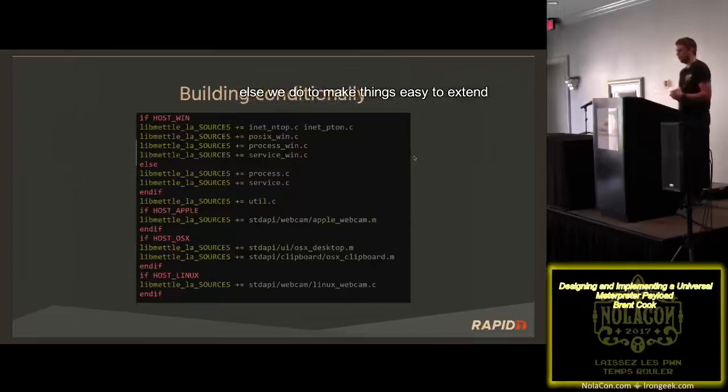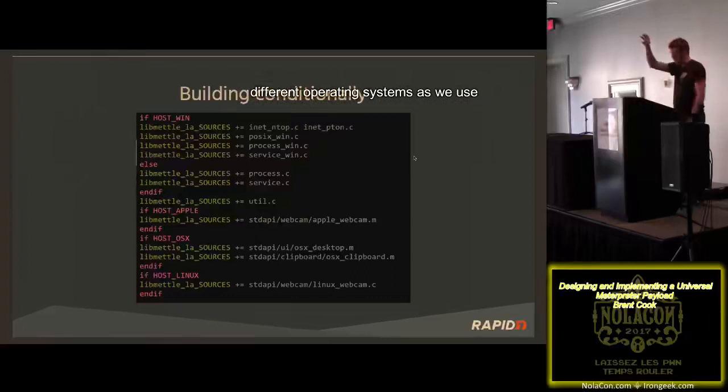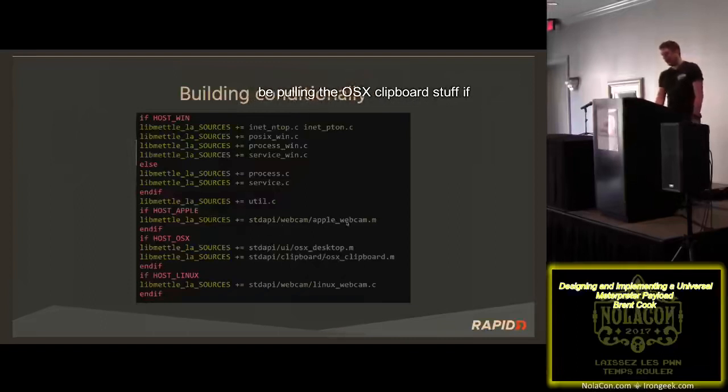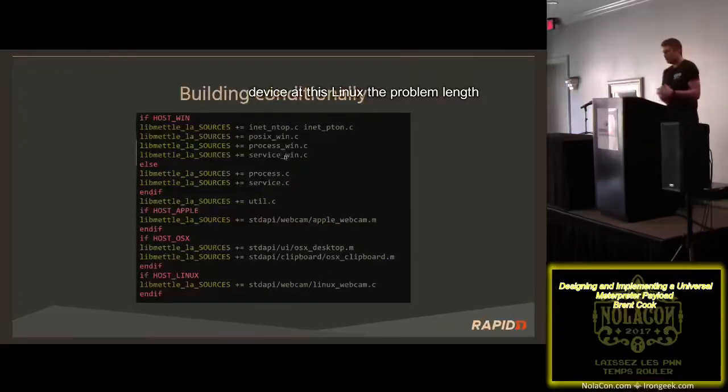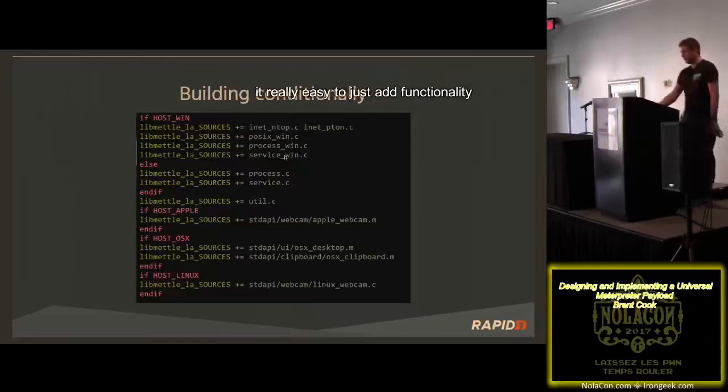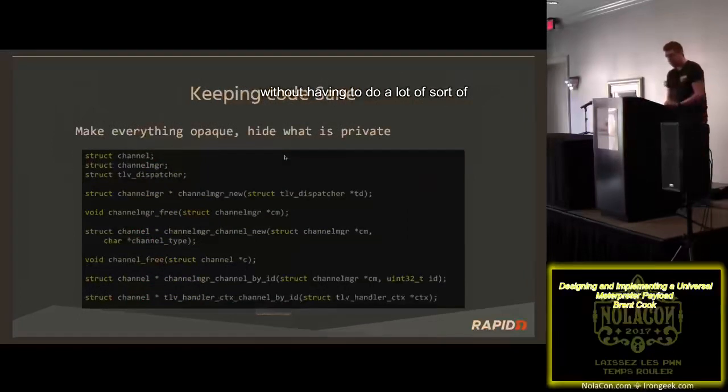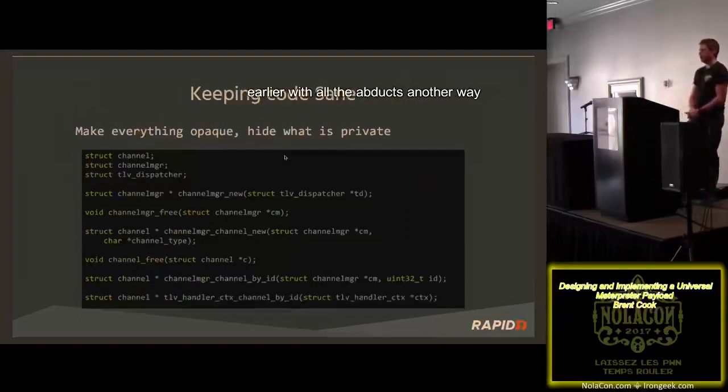Something else that we do to make things easy to extend and easy to port to a lot of different operating systems is we use conditional compilation. So rather than using a lot of ifdefs and a lot of, if it's Windows, do this, if it's not, do that, we actually, inside the build system, automatically choose which sources we're going to build. So we can see here for OS X, we automatically pull in the OS X clipboard stuff. If it's any kind of Apple device, we'll pull in the webcam, so that means we can also grab the webcam from a Mac or an iOS device. If it's Linux, it pulls in the Linux webcam version. There's Windows variations, that sort of thing. It just makes it really easy to add functionality without having to do a lot of twisty, windy code like I showed earlier with all the ifdefs.